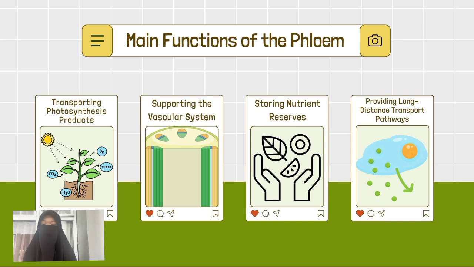Second is supporting the vascular system. Working together with the xylem in the vascular tissue, the phloem forms a transport system that enables the efficient distribution of nutrients throughout the plant.